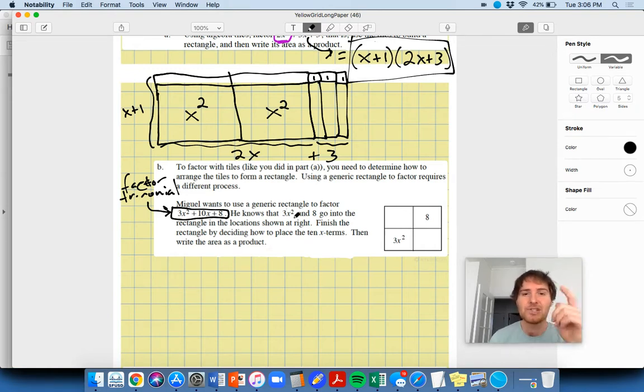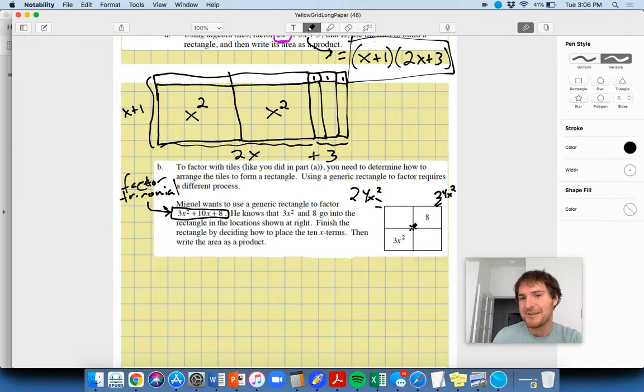Okay, he knows that x squared and 8 go into the rectangle in the location shown at right. So this is my silent video, that's where I put them. We could have put 3x squared there, could have put 8 down there, it doesn't matter. The key is it goes along one diagonal, okay? And what we're going to know is that 3x squared times 8, this diagonal, is going to multiply to 24x squared, because 8 times 3 is 24. So this diagonal is going to have to multiply to 24x squared.